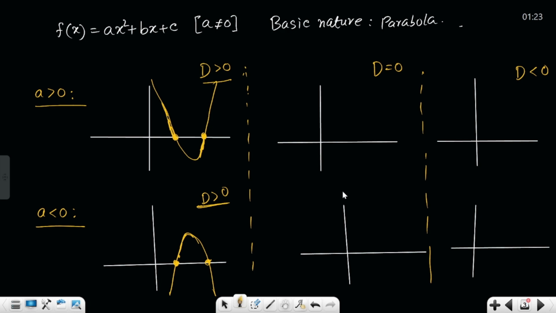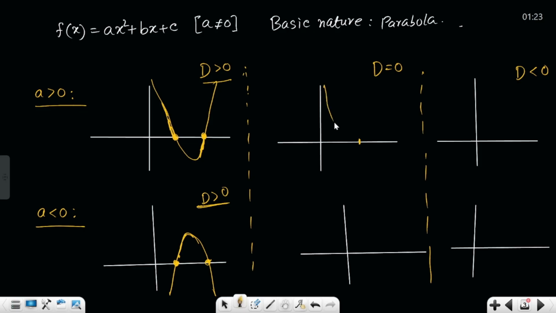For d equal to 0, we will get the same solution. We will get repeated roots, repeated same roots. So the graph will cut, that will be wrong language. The graph will touch one point of the x-axis.